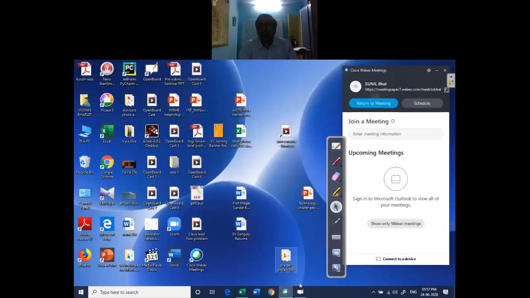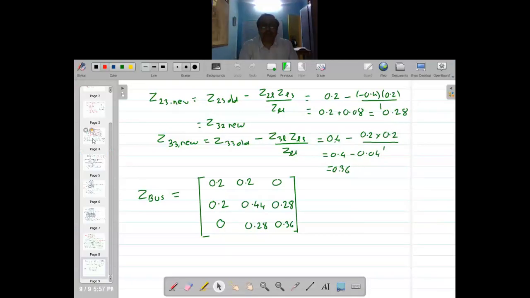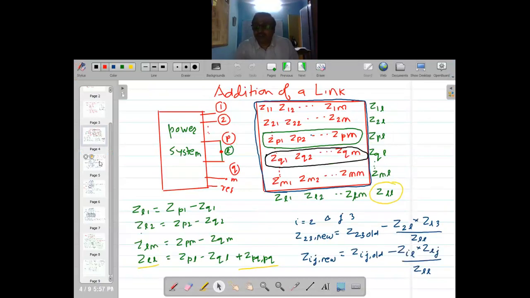So friends, I will take one small example to illustrate how to form ZBus. So let me first share the medium. So I will quickly revise the formula. What is the formula?